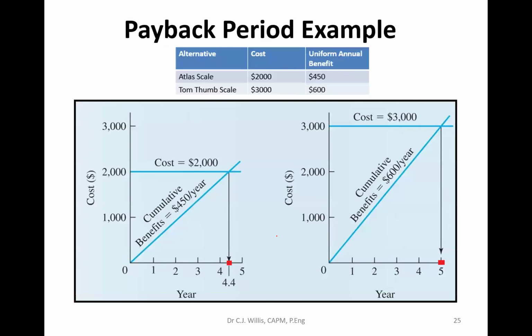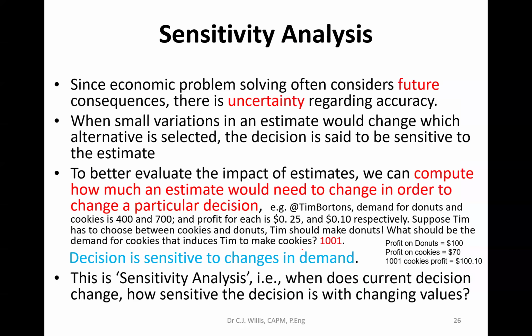Straightforward question. Payback period is the time at which you get the initial investment back to you. How many years do you require so that you get your initial investment back? The first one is 4.4. The second one is 5 years. So obviously 4.4 is better than 5 years. You get the money back quickly.